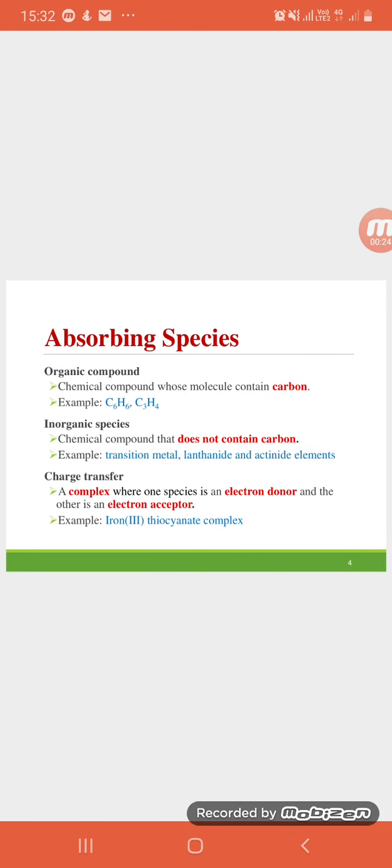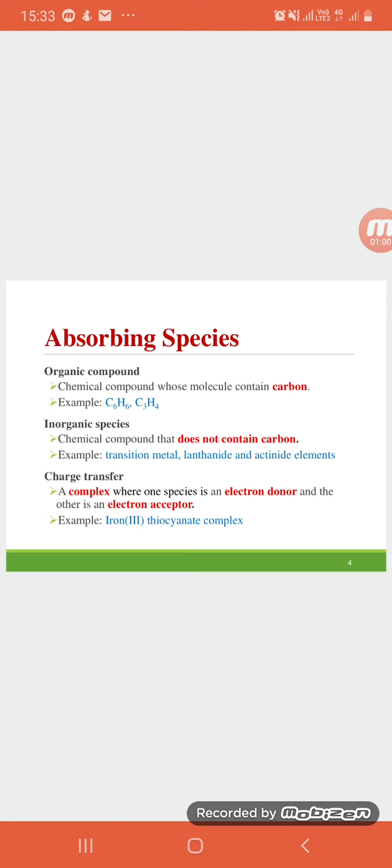The first one is organic compound. An organic compound is a chemical compound that contains carbon, such as alkane, alkenes, alkynes, carboxylic acid, ester, and so on. The second one is inorganic species, which does not contain carbon, such as transition metal, lanthanide, and actinide elements. You can refer to the periodic table.